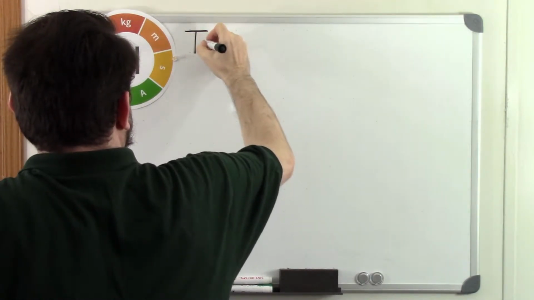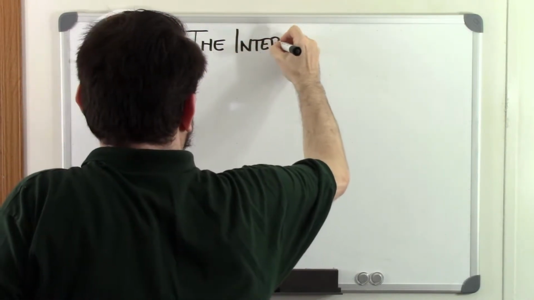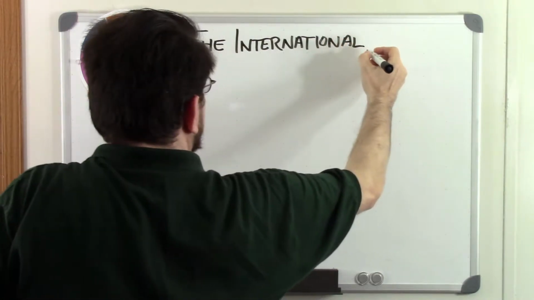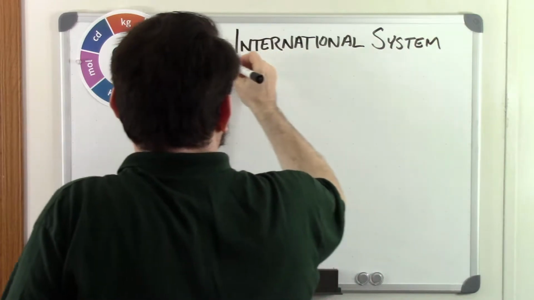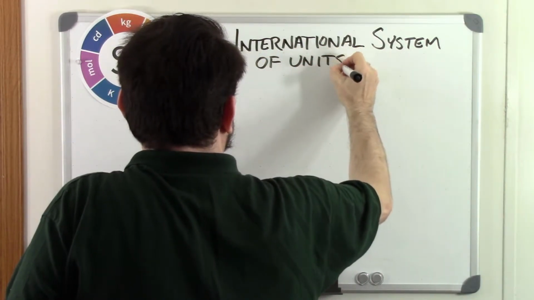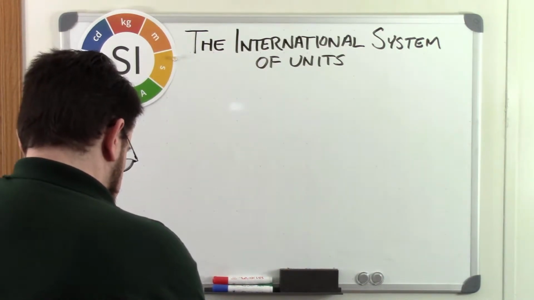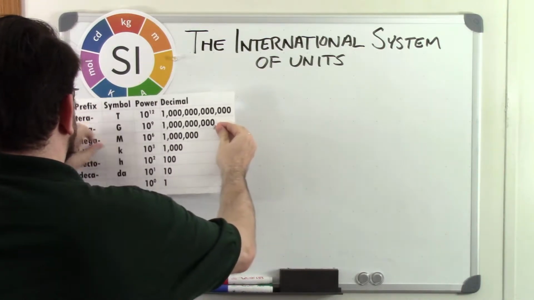In the last video, I showed you how to convert a measurement made in one set of units into a different set of units. Today I'm going to introduce you to the International System of Units, or SI units, which is the set of units used by scientists around the world. It's called SI because in French its name is Système International. The International System of Units is based on the metric system, with only a few differences.